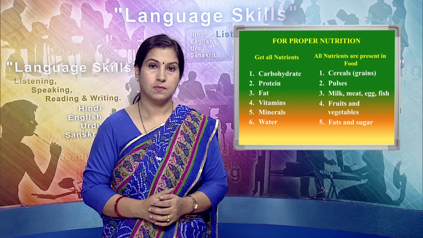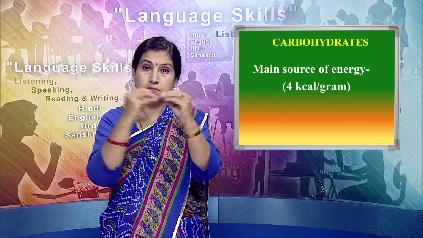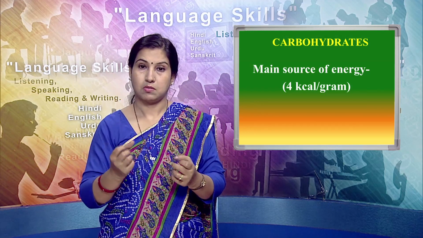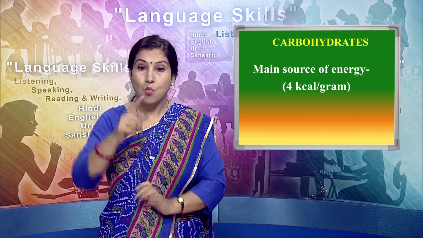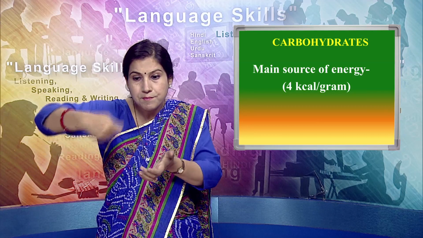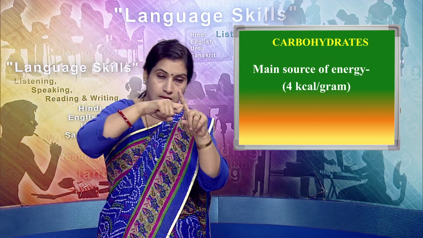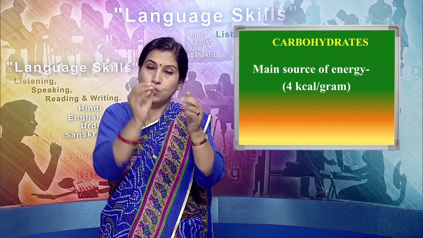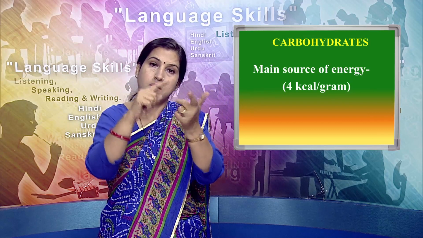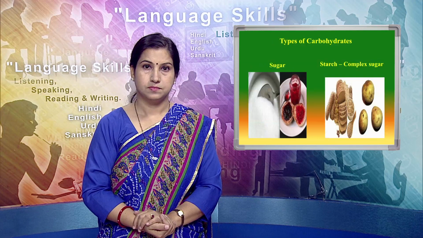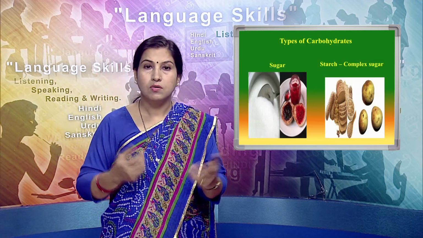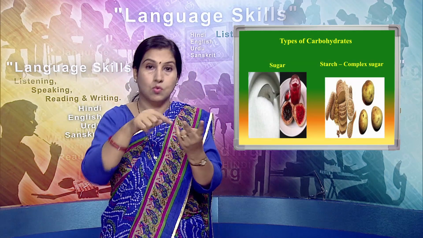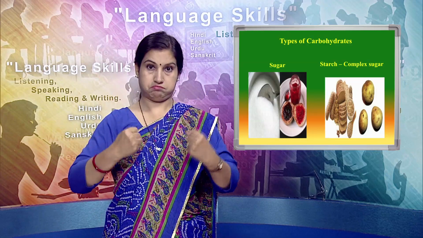Let us learn about carbohydrates. Carbohydrates are the main source of energy. 1 gram of carbohydrate gives 4 kcal, where kcal is kilocalorie. Now we will learn about the types of carbohydrates. This is very important to learn to be healthy. There are 2 types of carbohydrates.